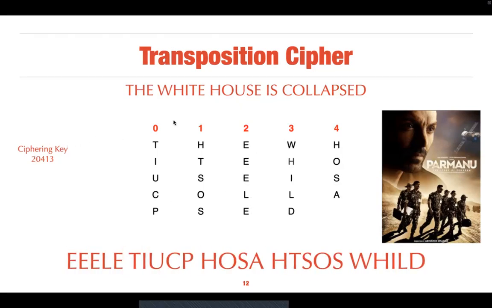Then the 0th column's letters, TIUCP. Then the 4th column is HOSA. Then the first column is HTSOS. Then the third column is WHILD. So we have rearranged the letters of this string, the White House is collapsed, and we get this encrypted string in the transposition cipher. The cipher key is 20413. So this is one method of getting the ciphertext.